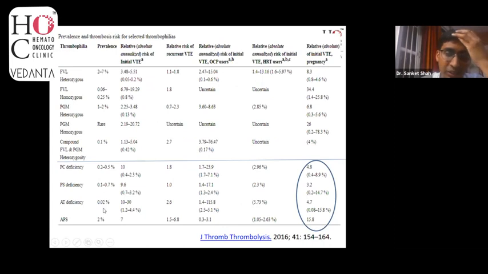Now, protein C and S already mentioned. What I want to show you here are two points: the risk of an initial VTE is, as you can see, around 10 times higher in these cases. But when you go to pregnancy and this initial VTE, the chance of VTE increases to as high as 15 times in APLA syndrome, right?